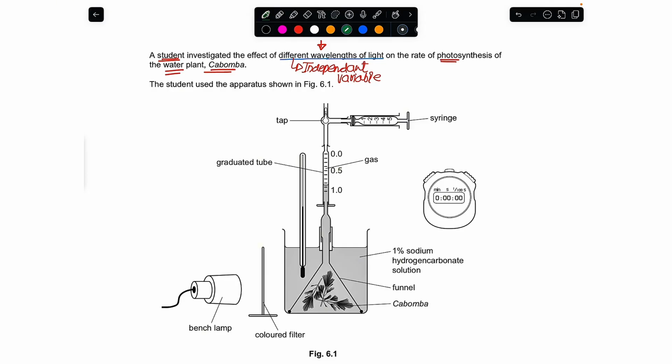Now, the idea is that the wavelength of the light would be changed. This would be my independent variable. And apart from that, the carbon dioxide concentration and the temperature, we need to keep them controlled, or we need to keep them constant. They have given you the apparatus as well, which the students use.